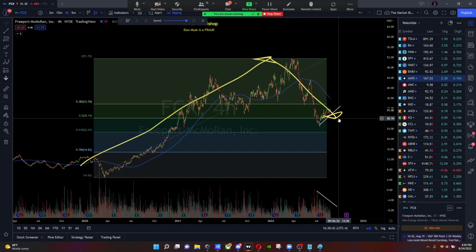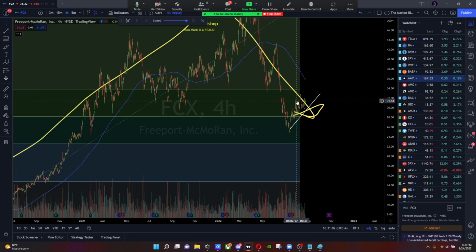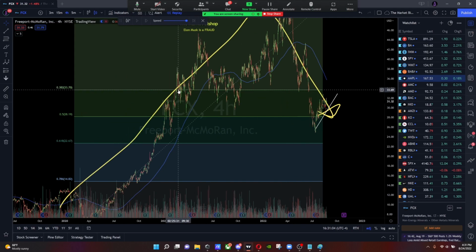Now, does that necessarily mean that FCX will not continue into the upside? No, that doesn't mean that. It's just saying there's a lower chance for that to happen. So this is why I would personally have waited for it to break above the 38 percentile.